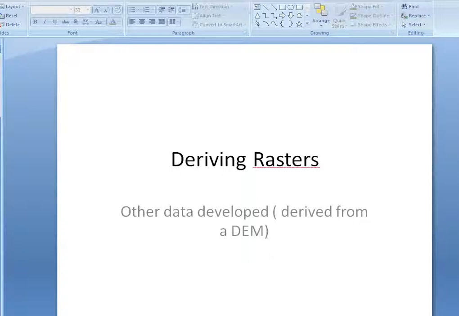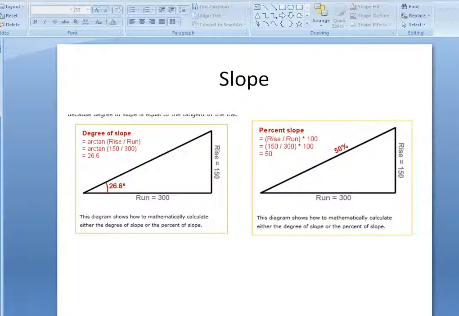primarily with digital elevation models. So the first raster that they talk about is a slope raster. So you can get slope in two different formats. One, you can get the degree of slope. The other is the percent of slope. These are the formulas. Rise over run times 100 gives you your percent slope. And the degree slope is basically using geometry to figure out the angle and the tangents.